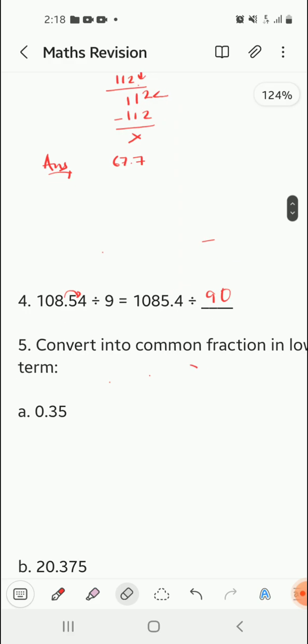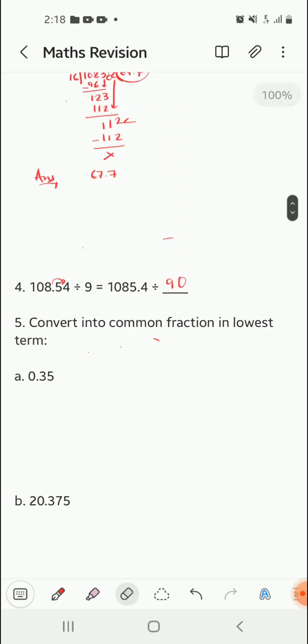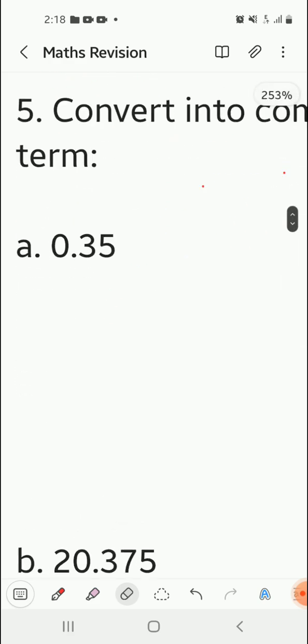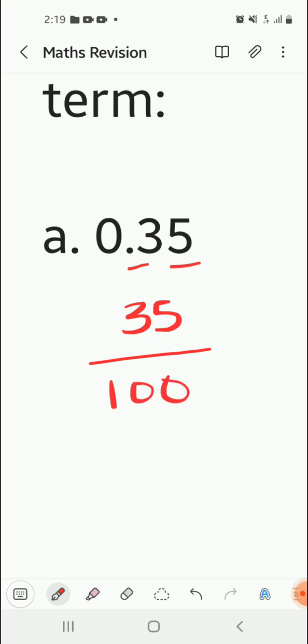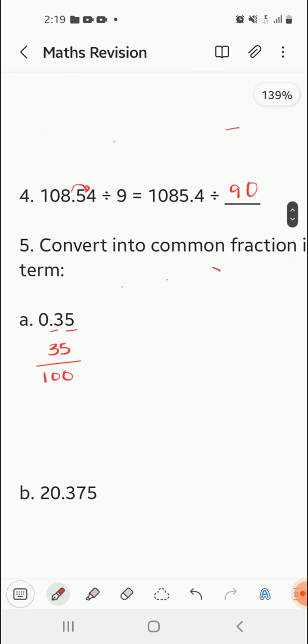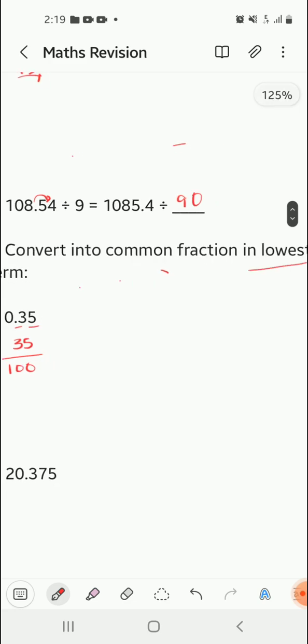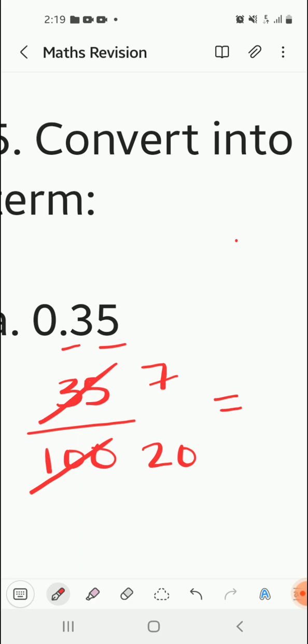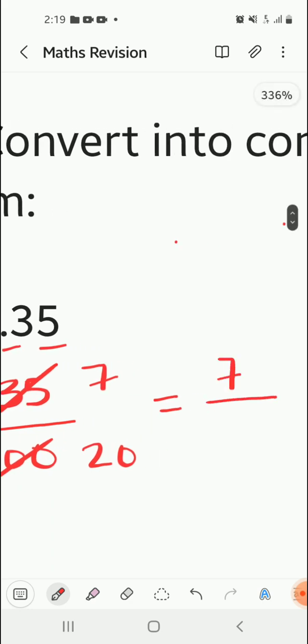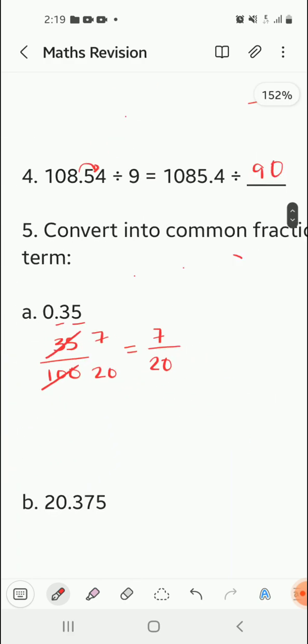Now convert into common fraction in lowest terms. So we have a decimal 0.35. Simply write down 35. There are two decimal places, so there will be 2 zeros. Now we have to write it in reduced form. Reduced form means the lowest term, so you have to cancel as much as possible. 35 divided by 5 we get 7. 100 divided by 5 we get 20. It's not possible for us to solve it any further. No reduction possible, so 7 by 20 becomes my answer.